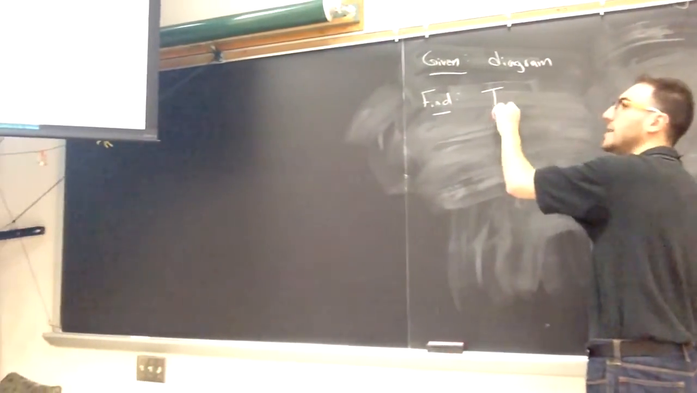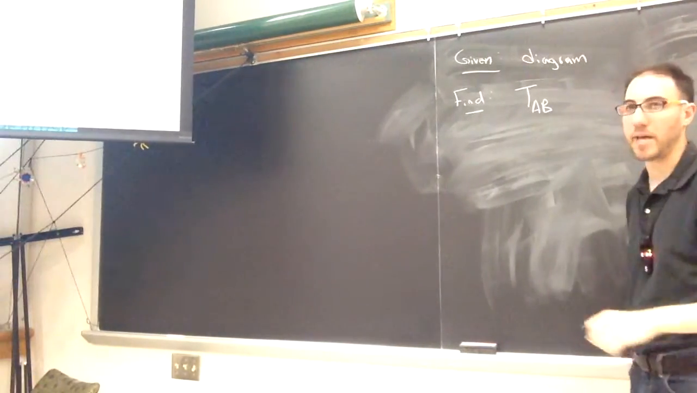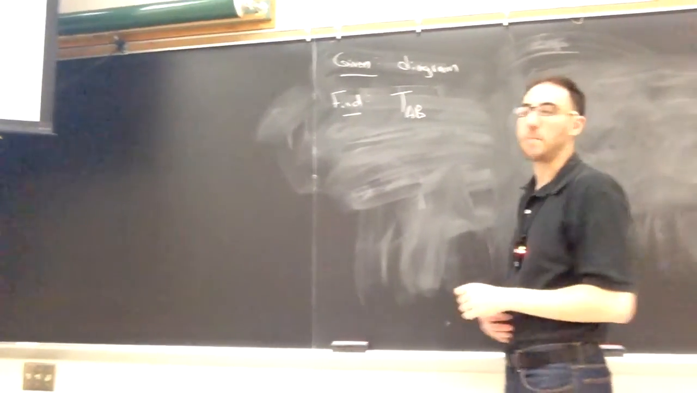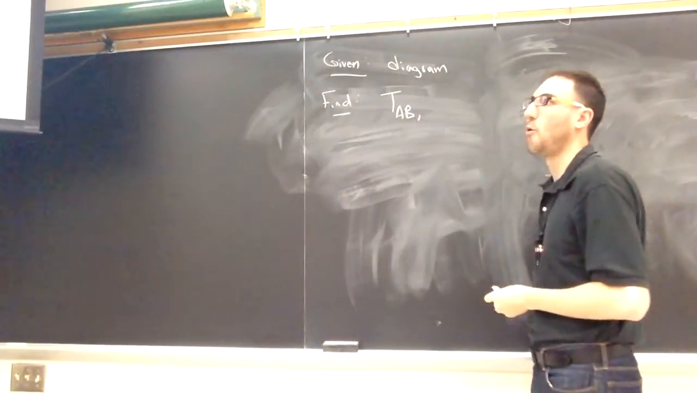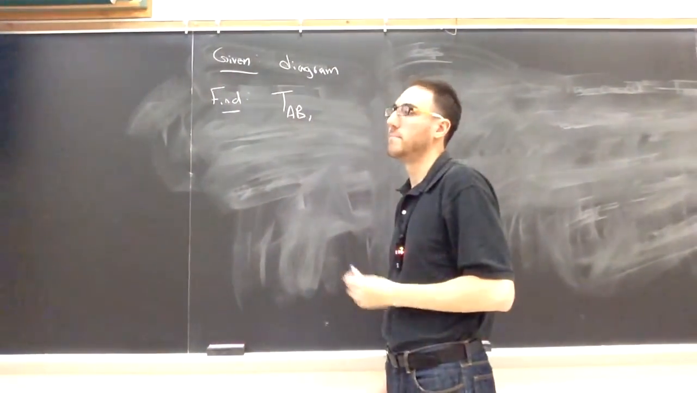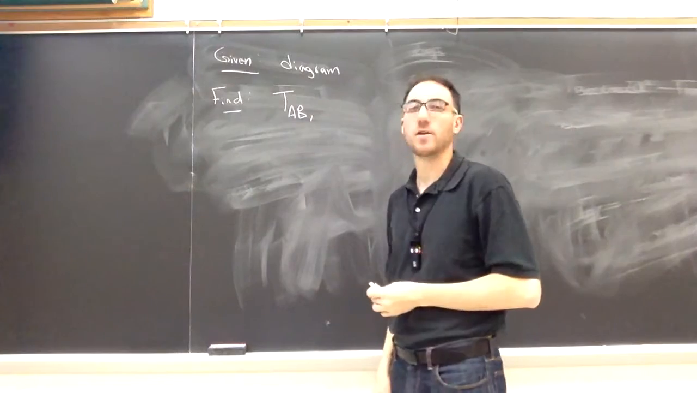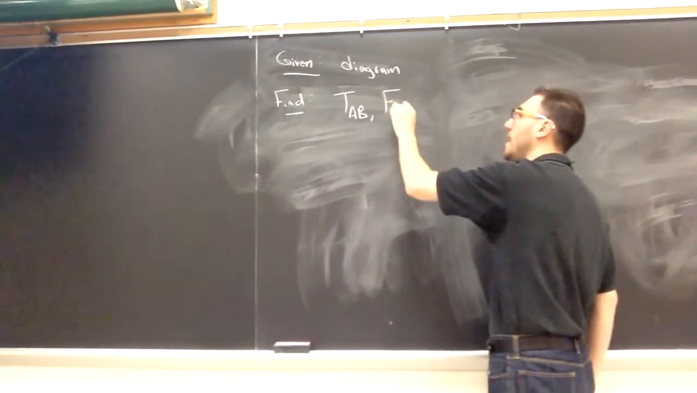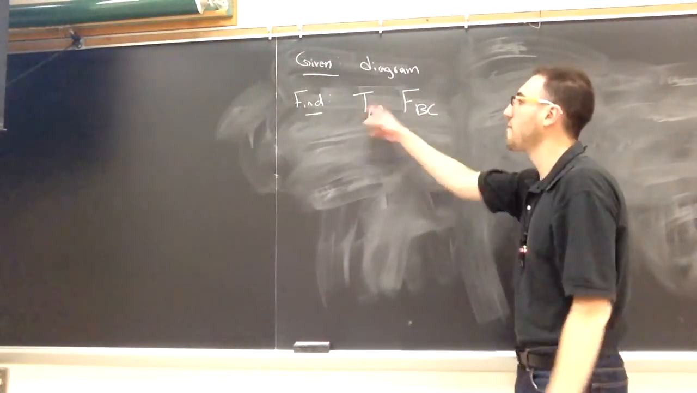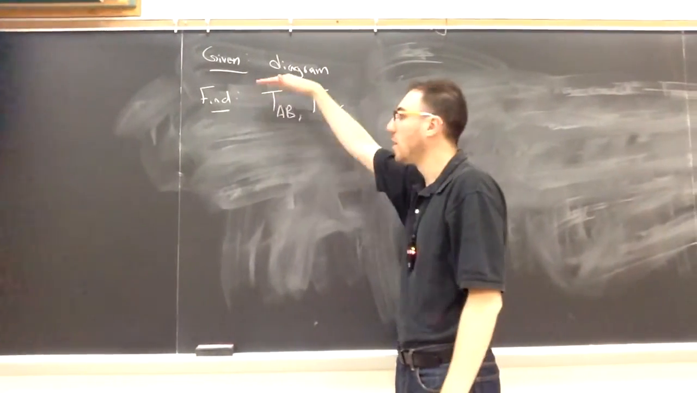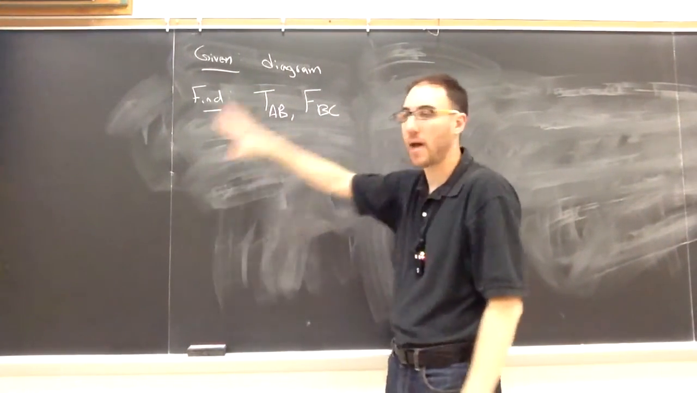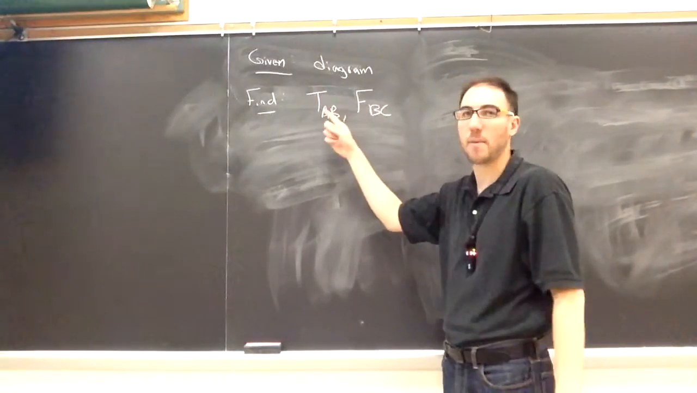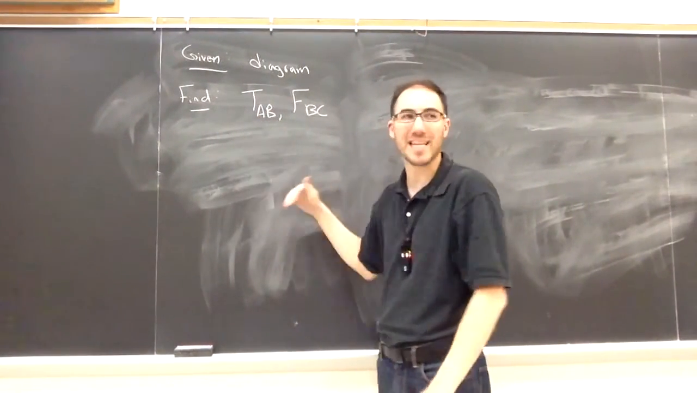We want the tension in that rope that goes from A to B, which I'm going to call TAB. And we want the force in that, I'll assume it's metal, that goes from C to B, and I'm going to call that FBC. Whatever naming convention we have here, we need to be consistent in our diagram and in our equations, so that every time I'm talking about TAB, it's talking about the same thing.